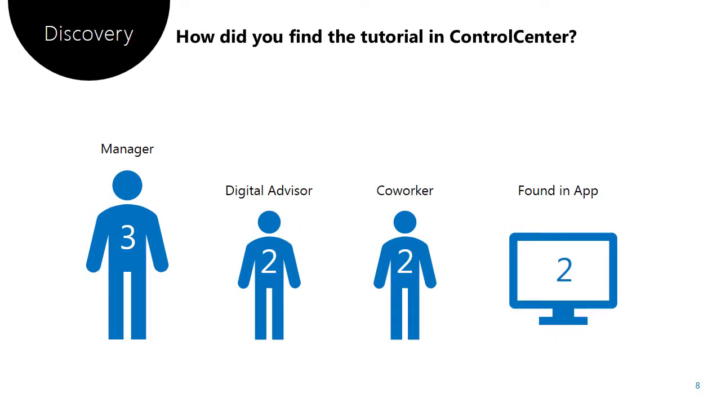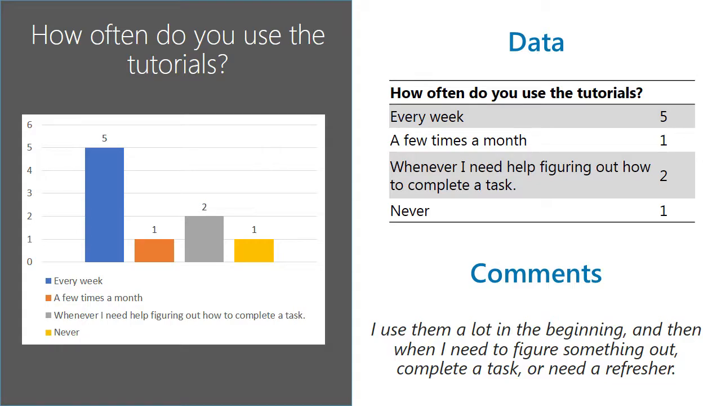We wanted to know how people found the tutorials in Control Center. 3 people found out from their manager, 2 people from a digital advisor, 2 people from a coworker, and 2 people discovered it or found it in the app. We wanted to know how often people use our tutorials. As you can see, most people use our tutorials every week. However, people also use them a few times a month or whenever they need help figuring out a new task. One trend we notice is that brand new users use the tutorials all the time, and then the usage trails off as they become more experienced with the application. However, they do go back when they need to figure out a task.